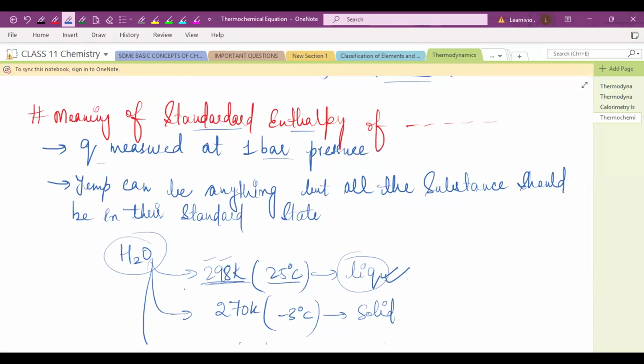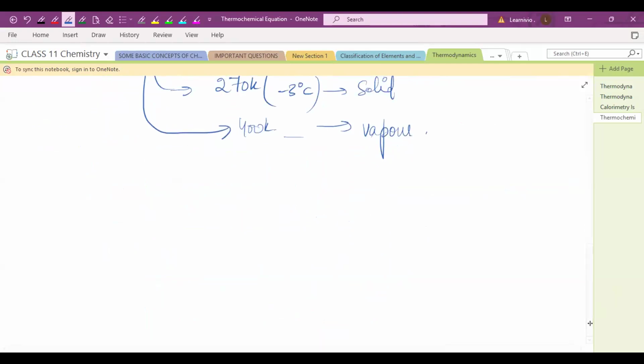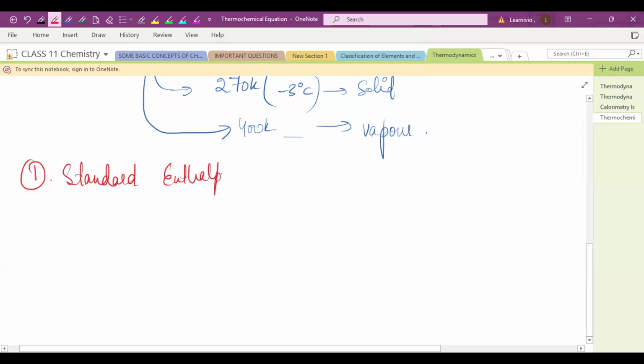Yes. Okay, so one by one, there is standard enthalpy of formation, standard enthalpy of combustion. We will discuss each and everything in detail. So write down the first thing: standard enthalpy of formation.